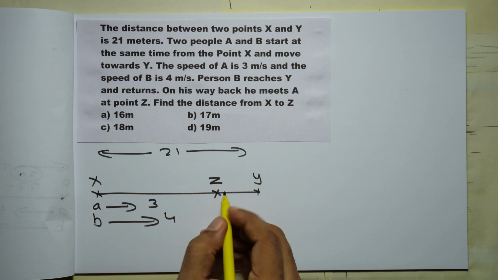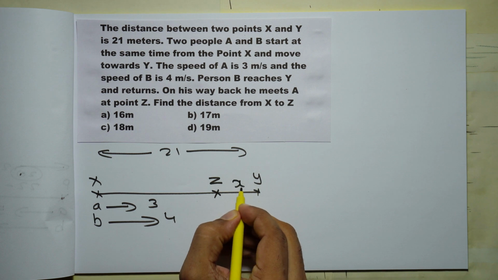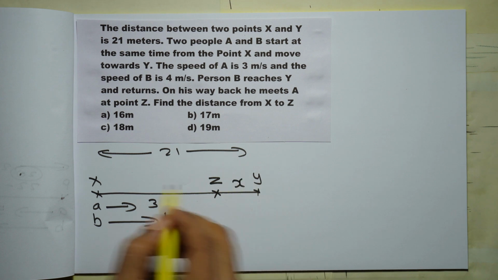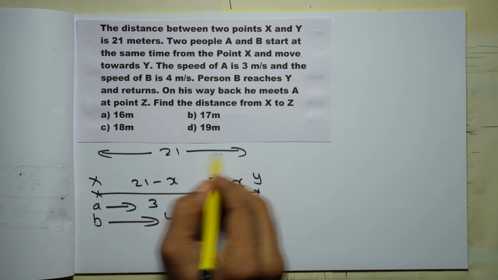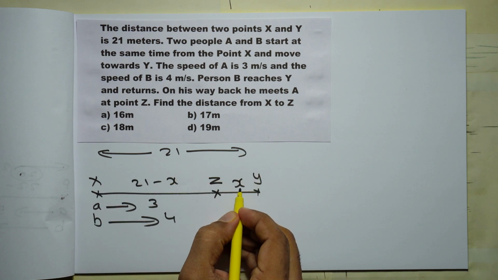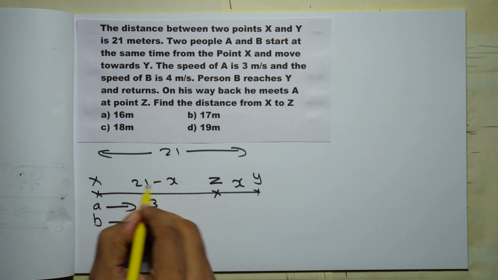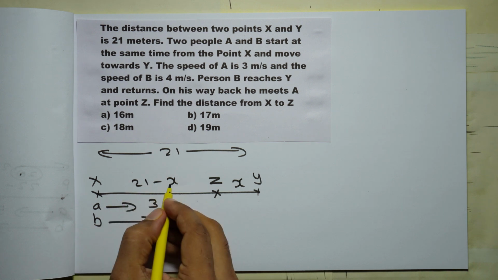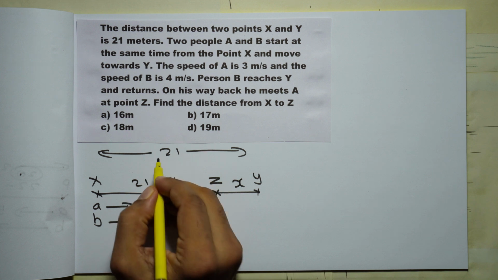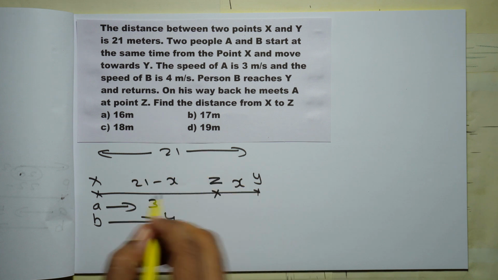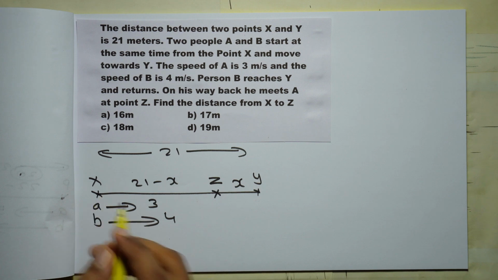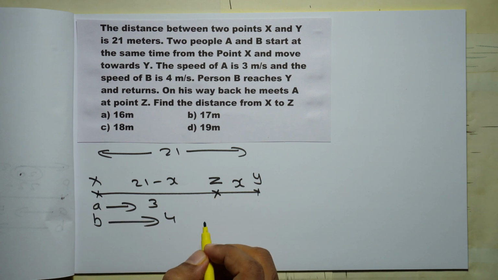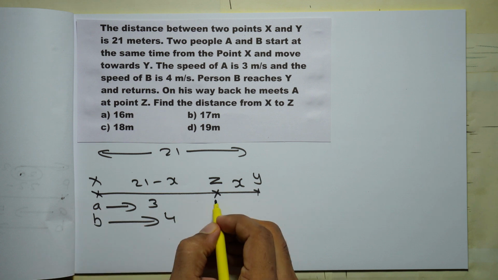Now what we will do is Z to Y. This distance I'll take it as X. Then the remaining distance will be 21 minus X. It should add up to 21. So if this is X, then the remaining must be 21 minus X. So that 21 minus X plus X altogether, it will add up to 21. Now you can see that they both travel for the same time. They both start at the same time, and when they meet here, they both travel for the same time. So we can equate the time.